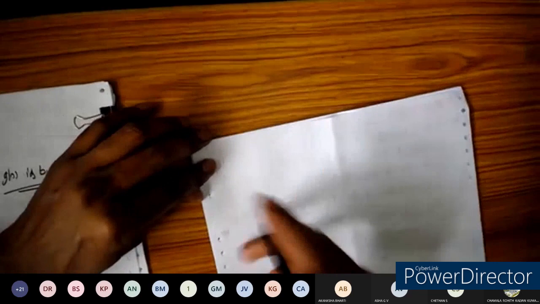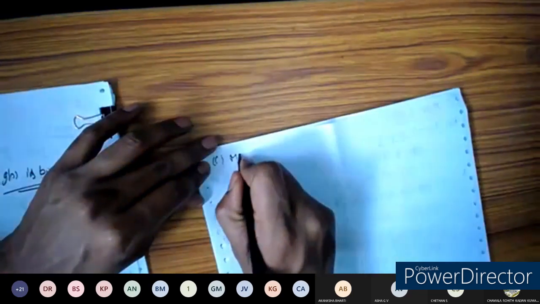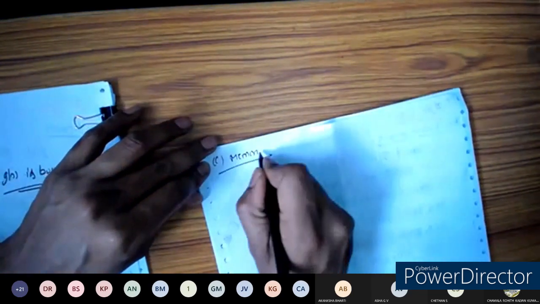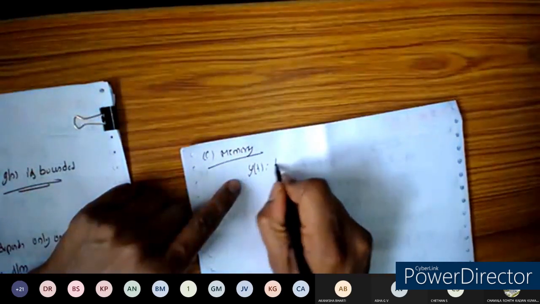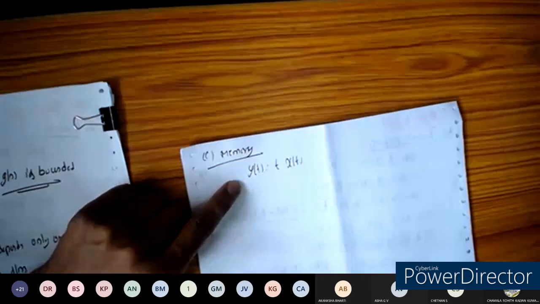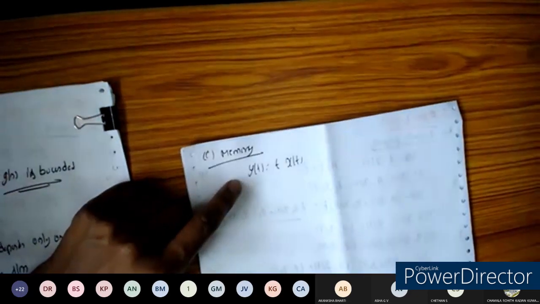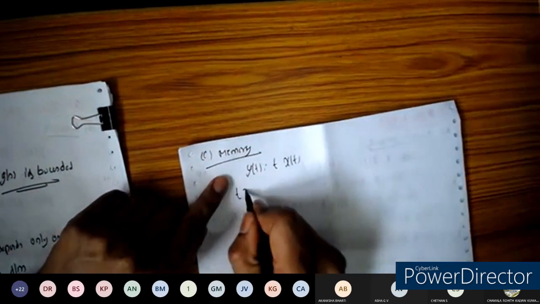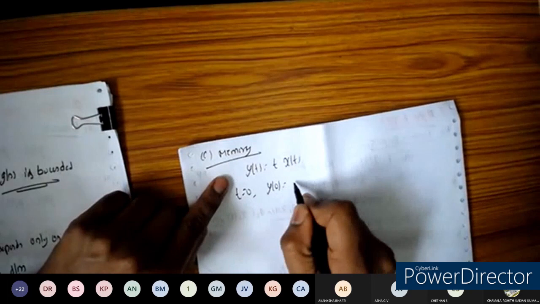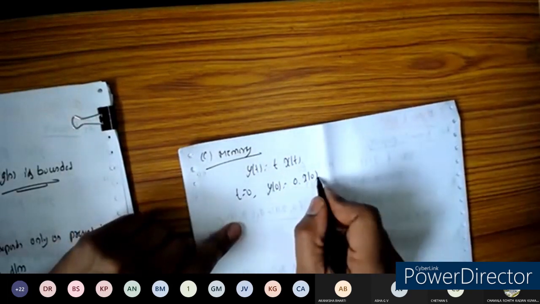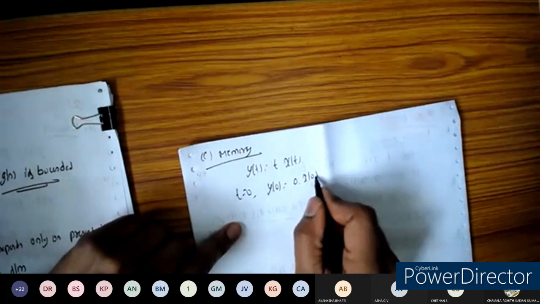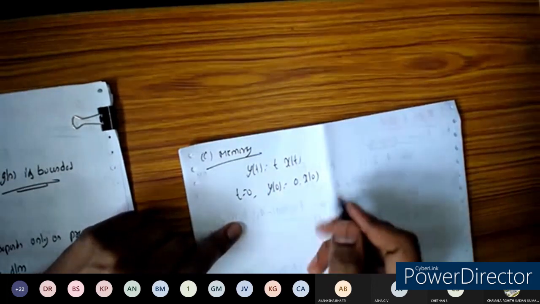Next, let us verify the property which is called memory. It is given y of t is equal to t into x of t. If I substitute t equal to 0, y of 0 will become equal to 0 into x of 0. So the present output depends only on the present value of the input. So the given system is a memoryless system.